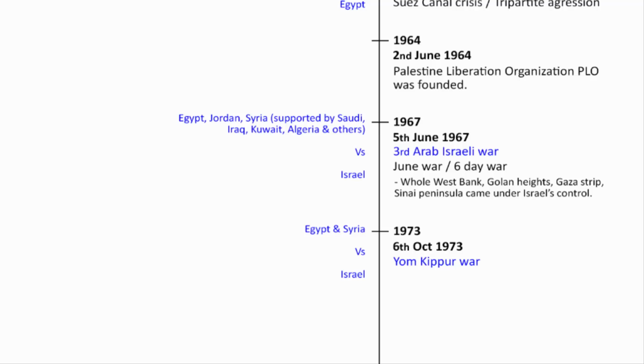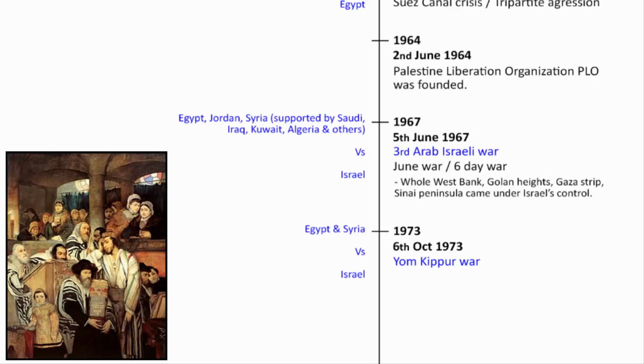Anyhow, 6 years later, in October 1973, Egypt and Syria launched a surprise attack on Israel for recapturing their lost territories. They attacked on the holiest day of the Jewish faith, Yom Kippur. This day is also referred to as the Jewish New Year. In fact, there is a small tradition that the Jews follow.